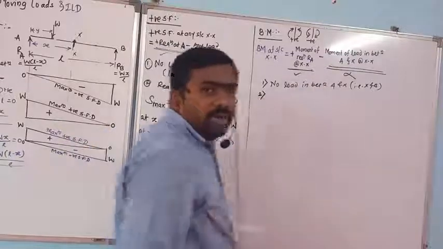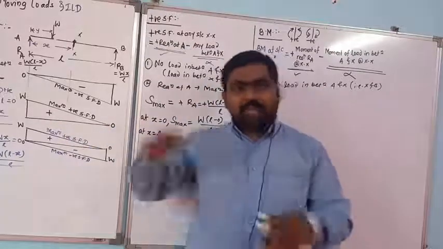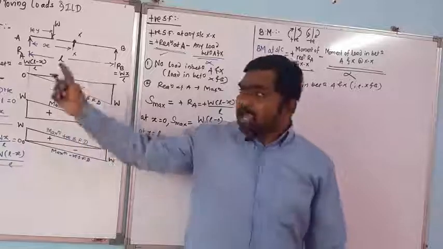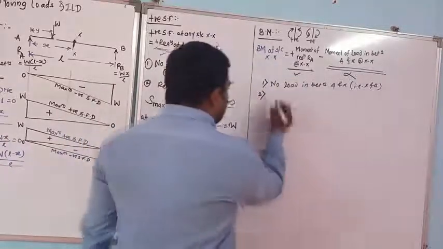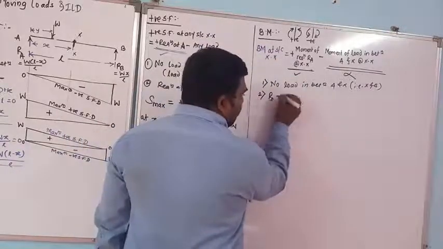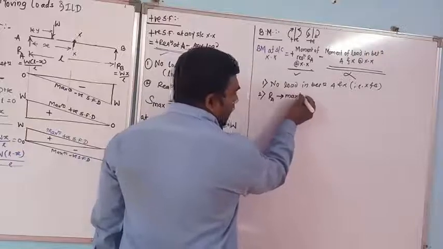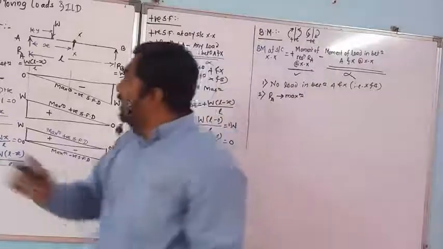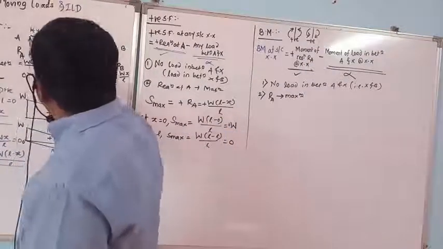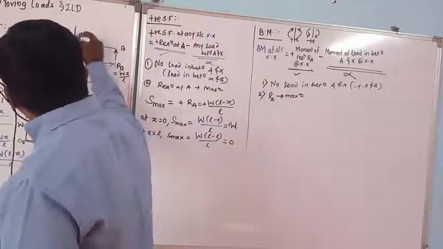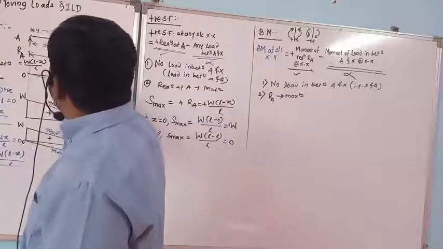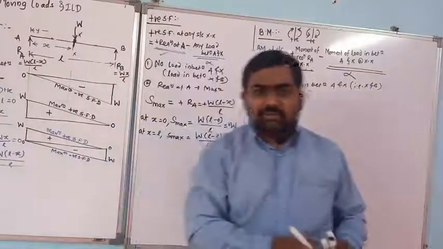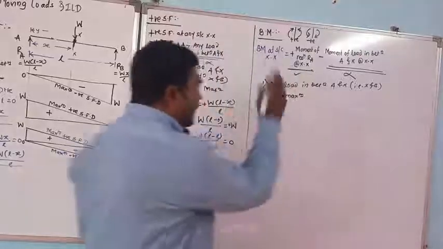Okay. Second condition was there. Since this is the moment of reaction RA about XX, I want reaction RA to be maximum. So here RA is also maximum. And again, both these conditions will be satisfied only when we put this load exactly on the section itself. So I am going to put this load exactly on the section.